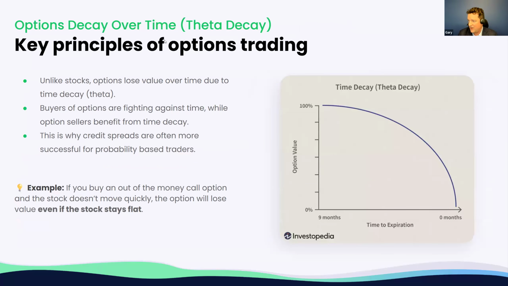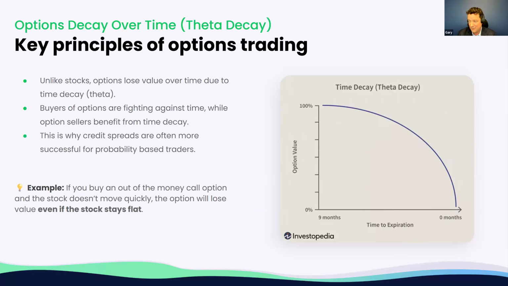Another key principle you should understand before getting into the options game is this concept of theta decay, or time decay. This is extremely important to understand. Unlike stocks, options are wasting assets. What do I mean by that? They lose value as time passes. As every day goes by, all else being equal, an option becomes slightly less valuable simply because there's less time for the underlying stock to make the move that you need. This is why a lot of buyers of options are always fighting the clock. The longer the stock takes to move, the more the option decays.